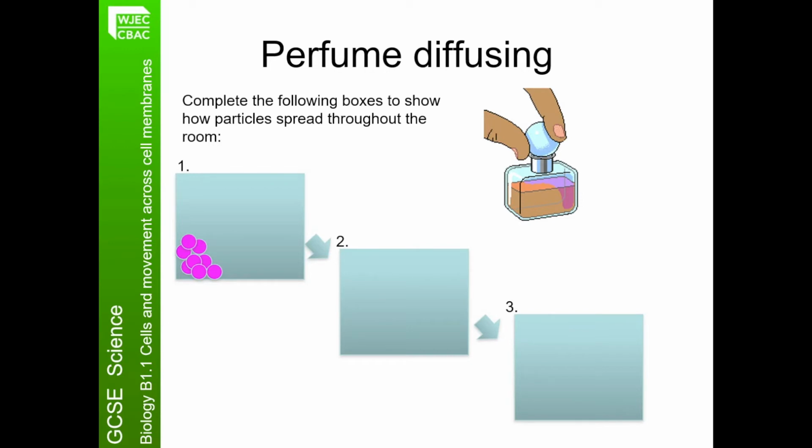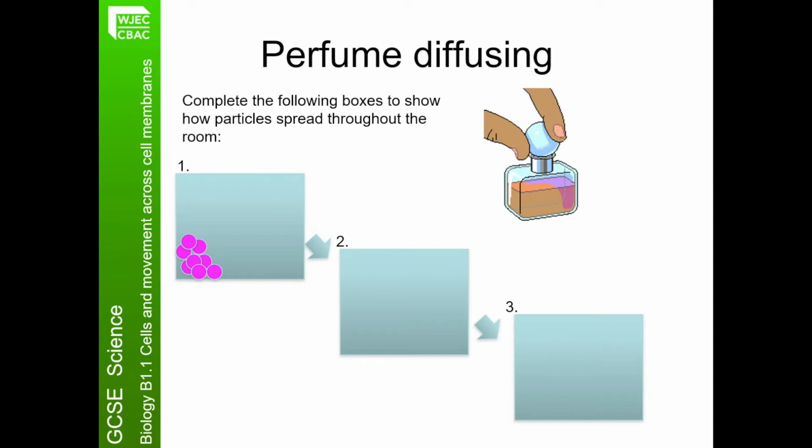Over the page, on page 33, you have a diagram with 3 boxes, just like this one on this page. There are 8 perfume particles in box number 1, and you can see they're all quite close together. They're touching one another. They're in a concentrated area. In other words, that's what the perfume particles look like when they're actually in the bottle.